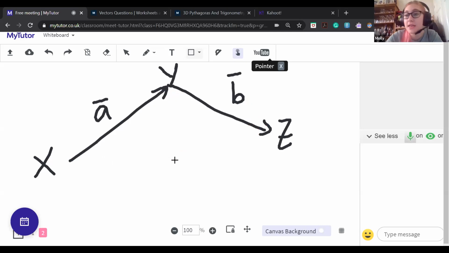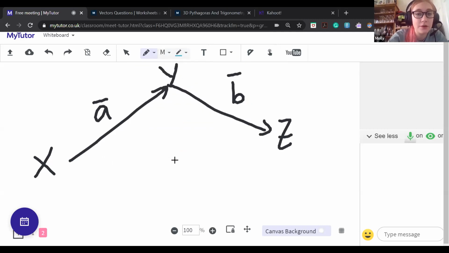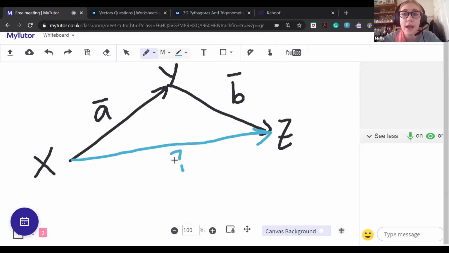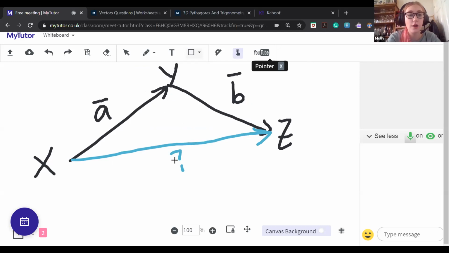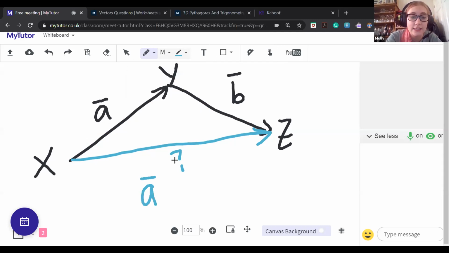And similarly, vector B could be anything. We really don't know, and like I said, we don't care, because that's not what we're looking at. We're going to look at what X to Z is, I'll put this one in blue, in terms of A and B. And the way that we do this is we think, okay, well, currently we're getting from X to Z like this. We could also get from X to Z like this, here and then here. And what's that? That's vector A and vector B. So what's the solution? X to Z is A plus B. And it's as simple as that.